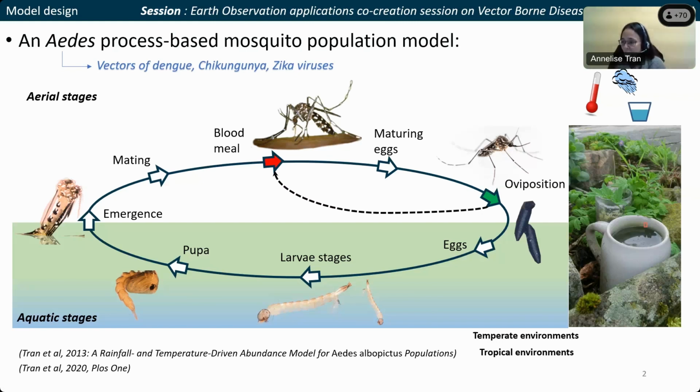And it was applied in temperate environments for Aedes albopictus and in tropical environments for Aedes albopictus and Aedes aegypti. And all of the different transitions from one stage to another in this model are impacted by temperature and rainfall, and all of the knowledge that we have on the impact of environmental and weather conditions are described using this set of equations.